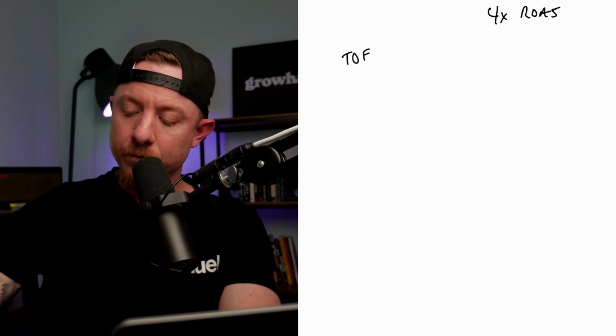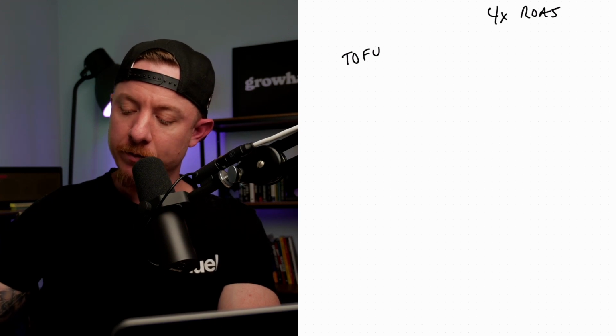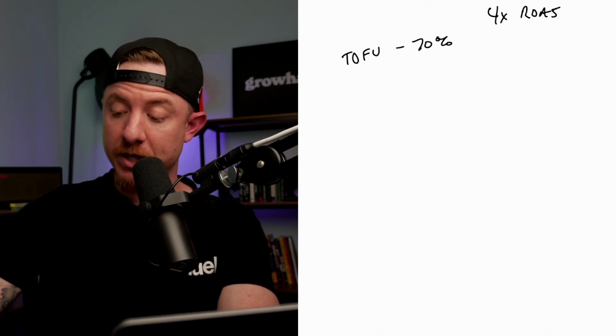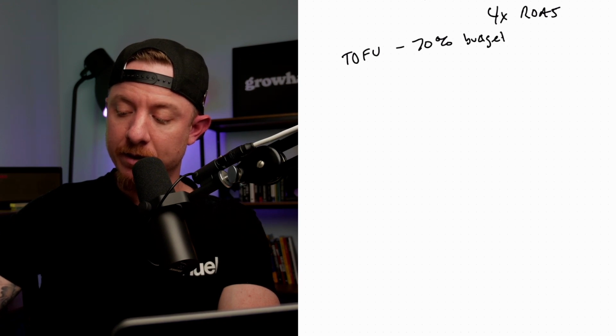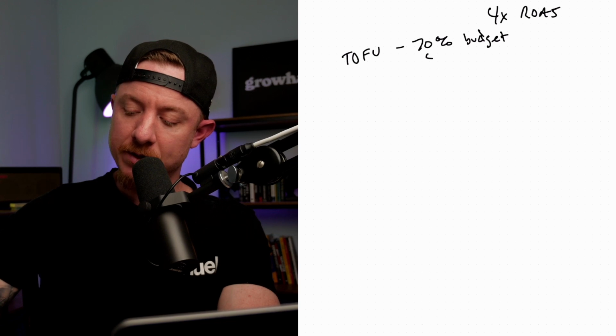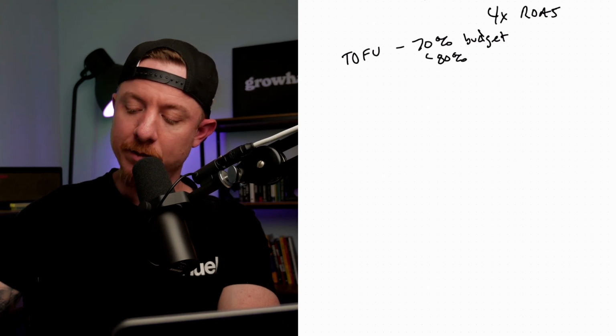Okay. So let's just say my goal is like a 4x ROAS, right? Back when I was caring about ROAS. Now I look at CAC and NCAC, right? But top of funnel, call it tofu, this is going to be like 70% of overall budget. Okay. 70 to 80%, I would say, of overall budget. So let's just go 70 to 80, somewhere in between there.